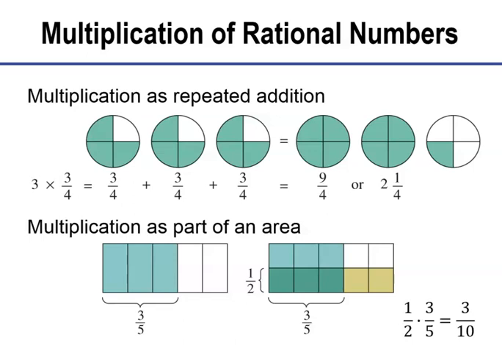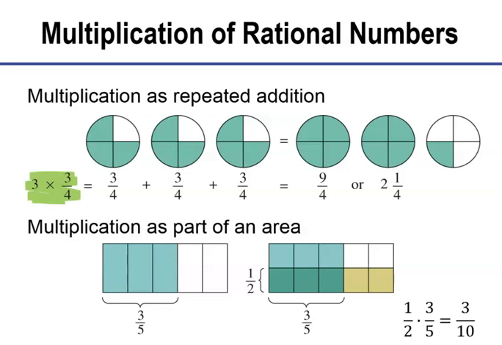So what does it mean when you multiply rational numbers? We also call those fractions. Well, one way to take a look at it is with repeated addition. So if you look at that first model, we're multiplying 3 times 3/4. And so you'll see that we have 3 different circles that represent 3/4. Notice each circle is divided up into 4 equal parts. That represents the fourths, and 3 of them is shaded.